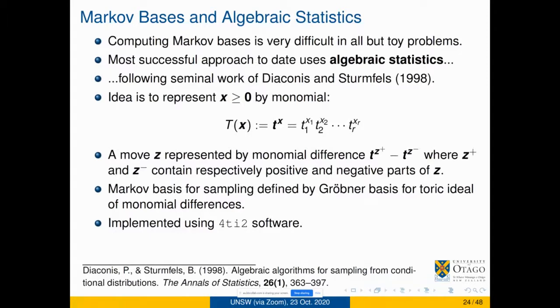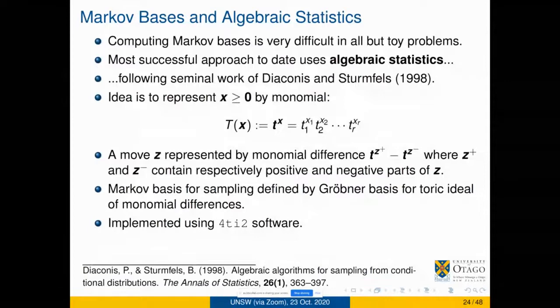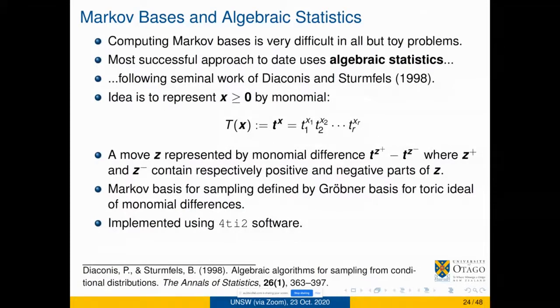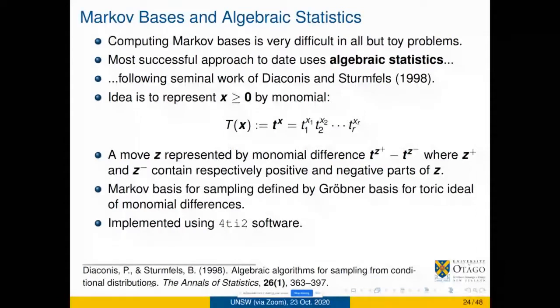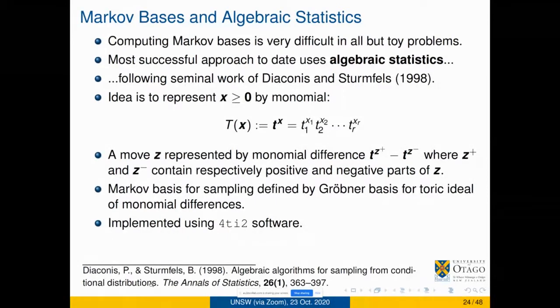And I said a moment ago that the issues involved in fibre sampling, the problems that you see, you might not have connectivity for these kinds of linear inverse problems, that was really brought to many statisticians' attention by the seminal paper of Diaconis and Sturmfels in 1998. And what they showed was that you can find Markov bases using techniques from algebraic statistics.